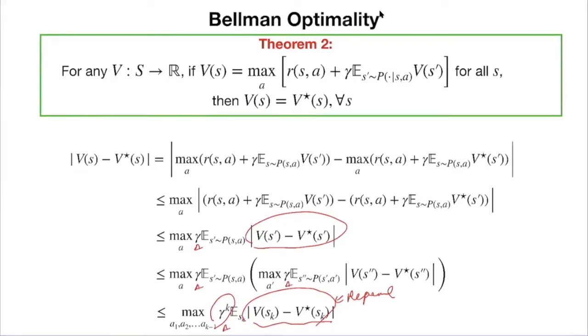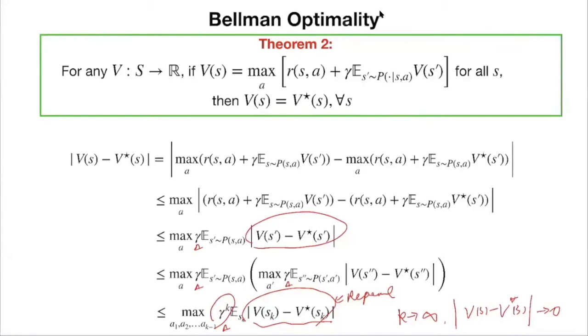But remember, gamma is strictly less than 1, right? So when k approaches infinity, what we just proved is that V(s) minus V star(s) approaches 0. So that's basically the proof. Let me pause for a second and see if you have questions. This proof is basically five or six lines, but there are two lines where you have to sit down and try to verify these two inequalities that I just told you.